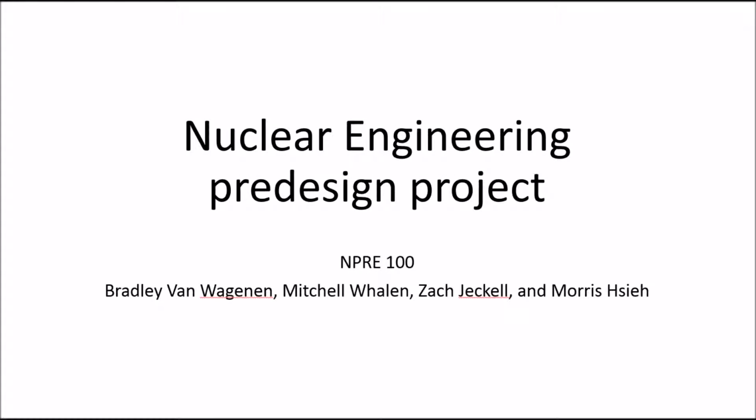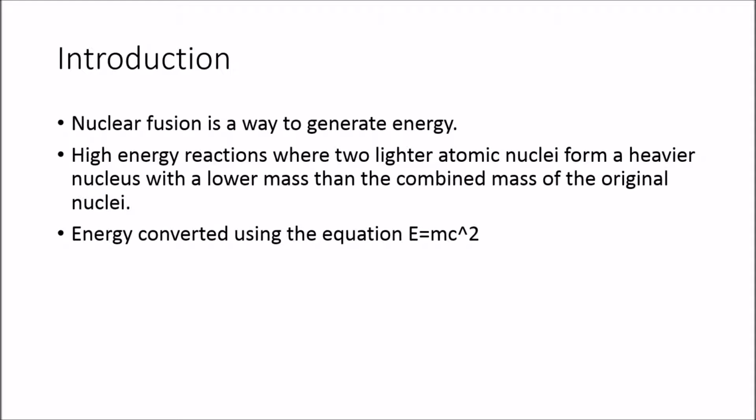The goal of our Predesign project is to look at the confinement of plasma for the purposes of nuclear fusion. Nuclear fusion is a way to generate energy. Fusion reactors are high-energy reactions in which two lighter atomic nuclei fuse to form a heavier nucleus. When they combine, some of the mass is lost. This is converted into energy, which is in accordance with the formula E equals mc squared.